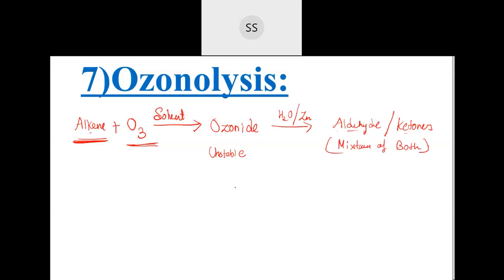So ozone will help you break the carbon-carbon double bond, so it's called ozonolysis. Lysis actually means breaking. So here breaking of the double bond of the alkene happens in the presence of ozone, so it is called ozonolysis. Ozone is helping you break the carbon-carbon double bond.